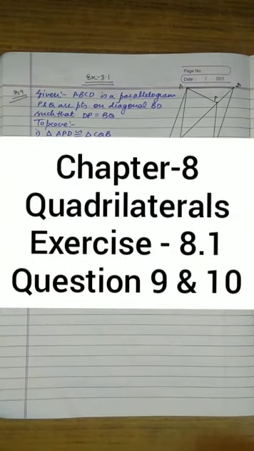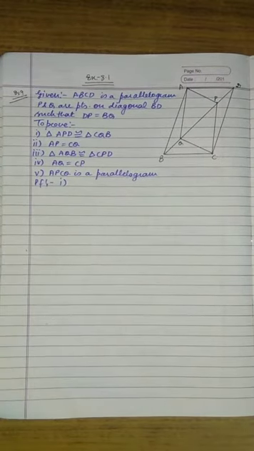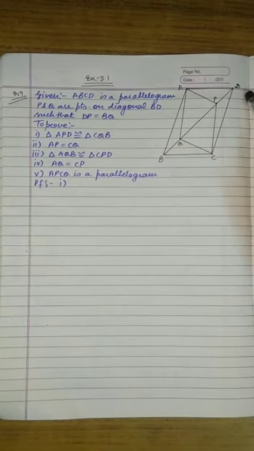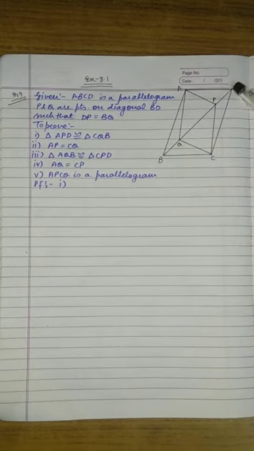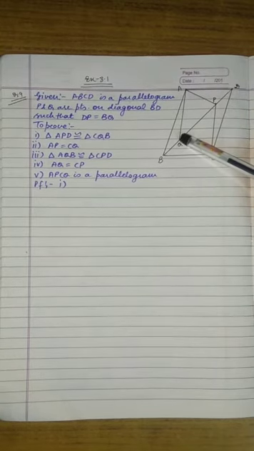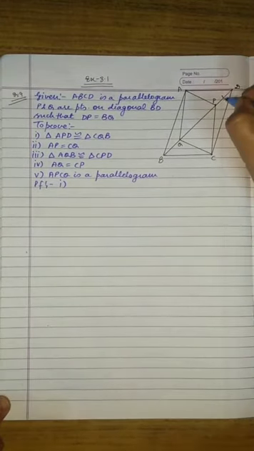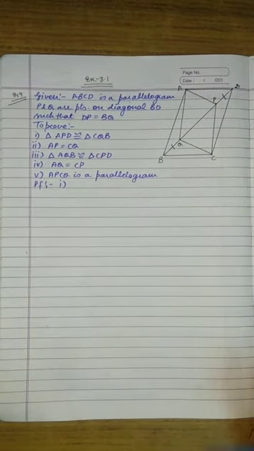Dear students, question number 9 from exercise 8.1. In this question, we are given that ABCD is a parallelogram and P and Q are points on diagonal BD such that DP is equal to BQ. Then what we have to prove in this question?